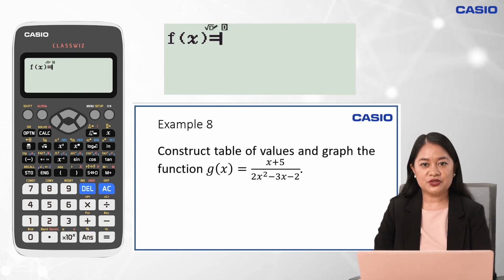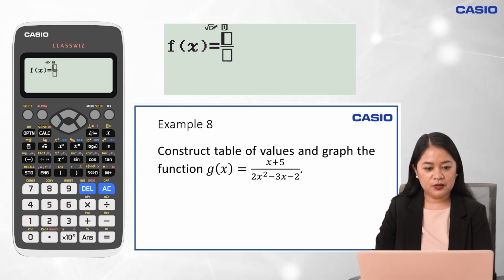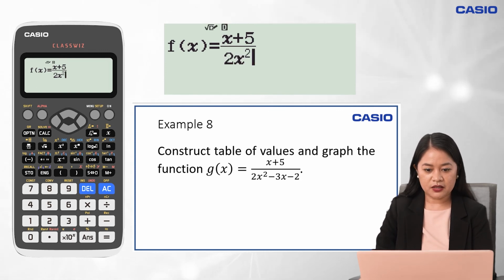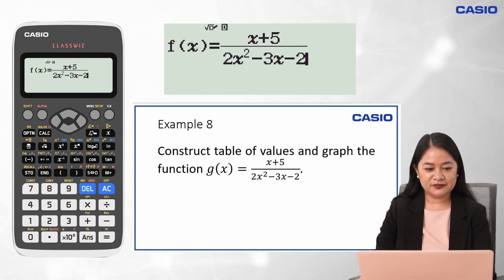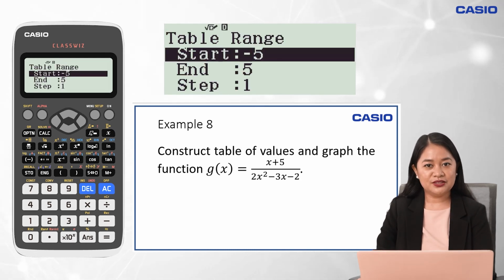Then we input the rational expression and press the Equal button. So press fraction key, input x plus 5, right arrow key, input 2x squared minus 3x minus 2. Again, we press the Equal button twice. For the table range, this time let us use negative 3 to 3. And for the interval, let's use 0.5.